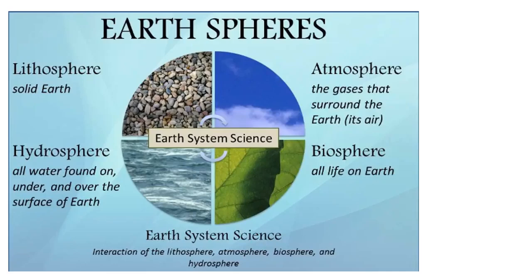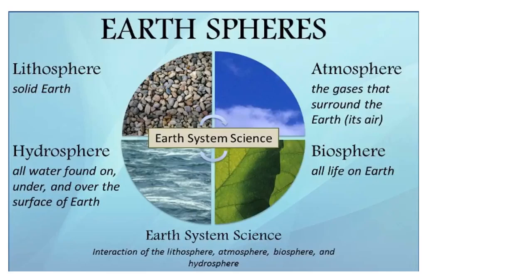Hydrosphere is all the water found under, on and over the Earth's surface. The atmosphere is all the gases that surround the Earth. And the biosphere is all the living parts, all the life on Earth. We also know that there are definite interactions that exist between the different spheres of the Earth. The spheres of the Earth can therefore not exist in isolation.